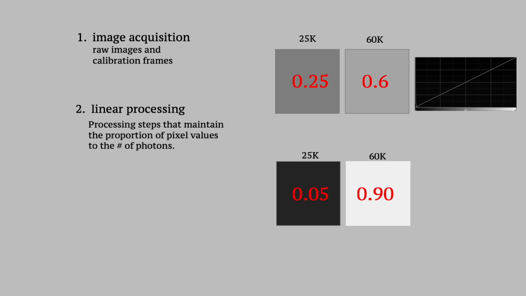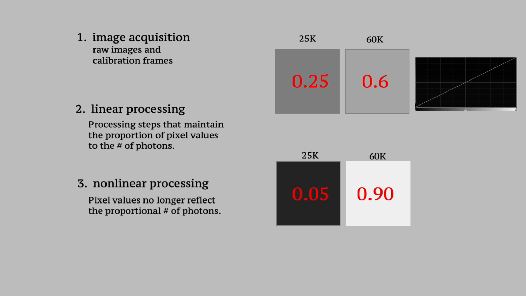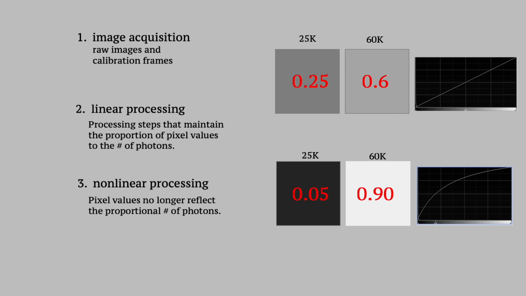Once you get to this point, you are now doing non-linear processing. And if you were to take a graph of this, you would no longer have a straight line. You'd have some sort of curved arc, something like this. So that's the difference between linear processing and non-linear processing. In linear processing, you're maintaining the proportion of the number of photons that have hit a photosite to the pixel value. And in nonlinear, you are stretching that, you are destroying that. So the original data is essentially wrecked.